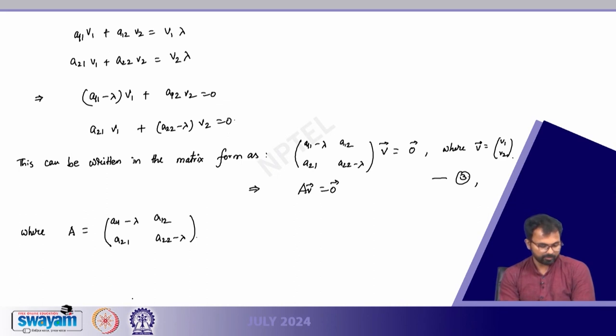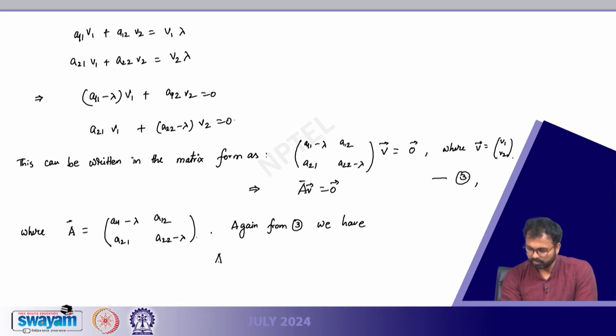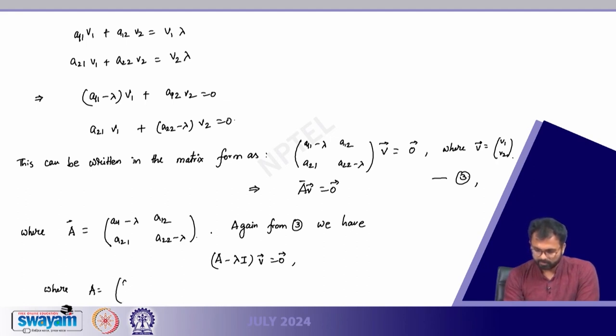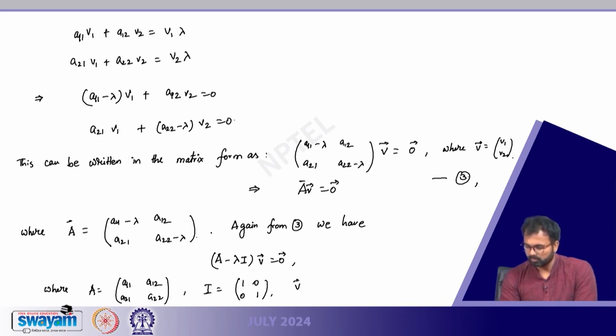So, basically what do we have here? Let us denote this by A bar. Again I want to reserve A for the a11 matrix only. So, A bar, again from 3, I can split equation number 3, and then this will become A bar into V. So, that means A minus lambda I into V is equal to 0 vector, where now here A is our coefficient matrix a11, a12, a21, a22, and I is our identity matrix 1, 0, 0, 1, and V is as usual our v1, v2.